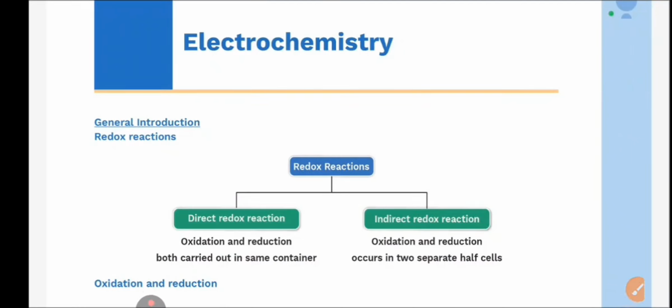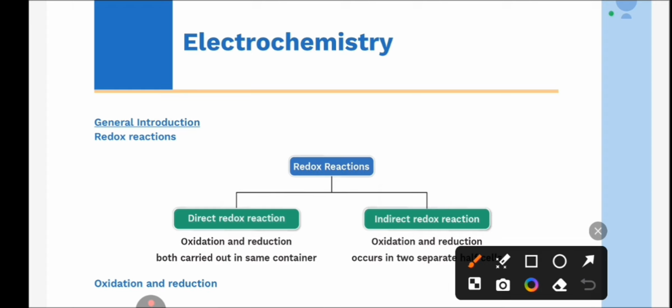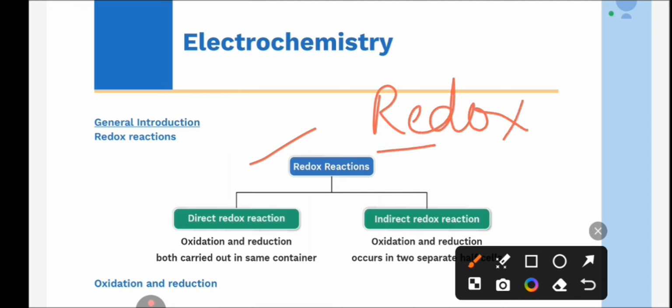It is chapter 2, class 12th. So a general introduction is given here. You can see the topic is redox reaction. Actually, what is the meaning of redox reaction? In that, two words are given: redox, where reduction and oxidation take place.